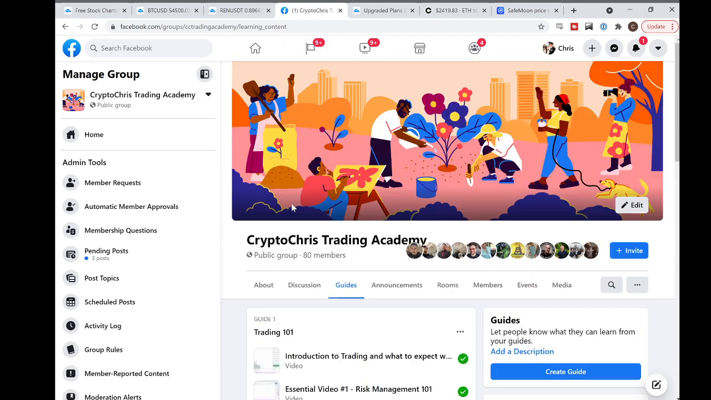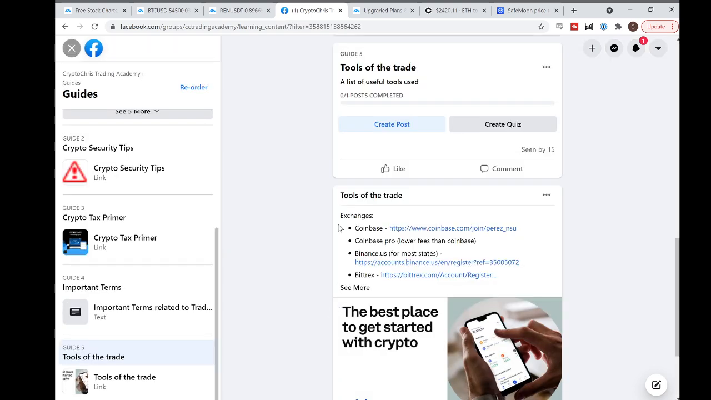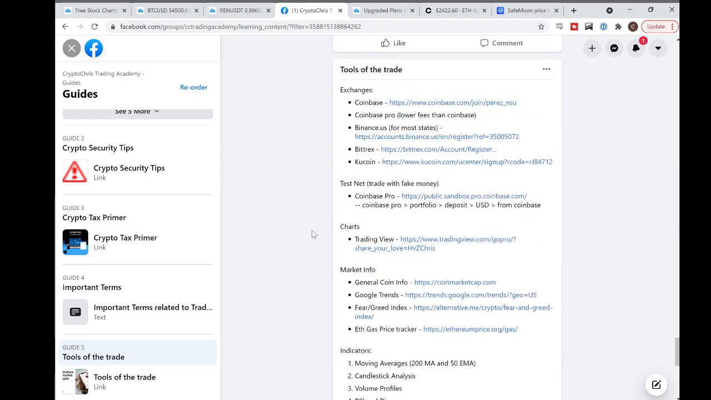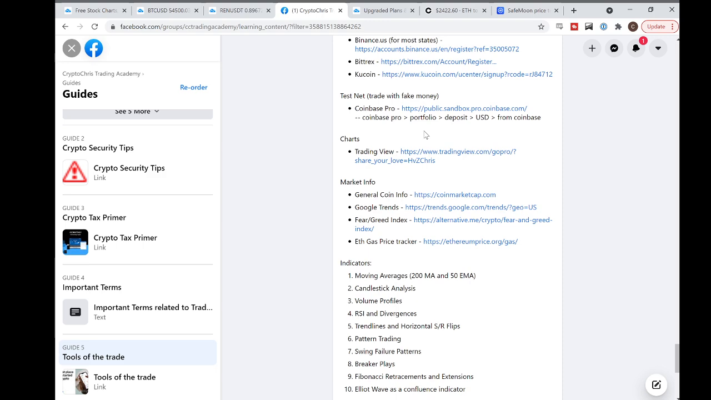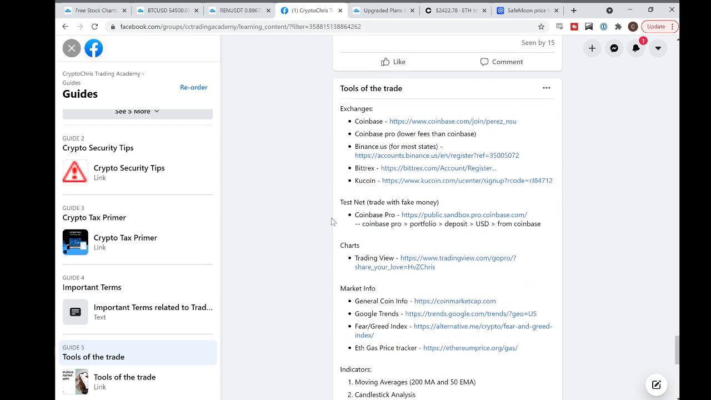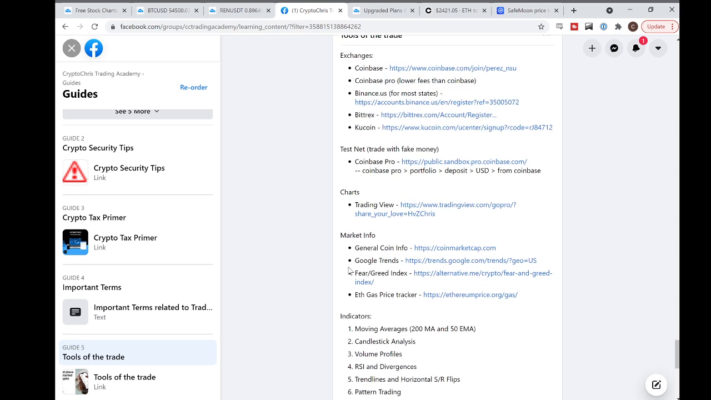Let's do this real quick. I'm about to talk about exchanges, and there are a lot of things to look for in these exchanges. If you go over here to the guides and go to tools of the trade, we actually have a ton of different ones that you can mess around with here. All right, a lot of good information, some exchanges on here, TradingView, Testnet, all these things are very, very good resources.